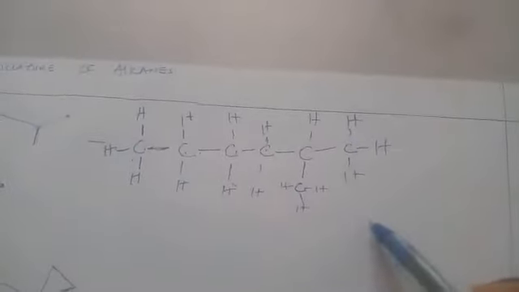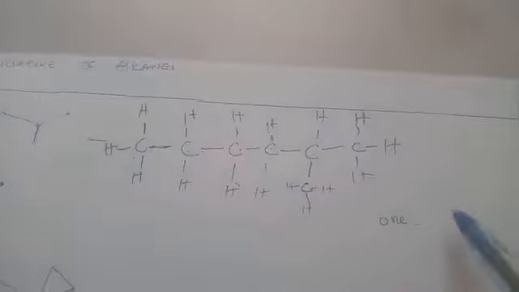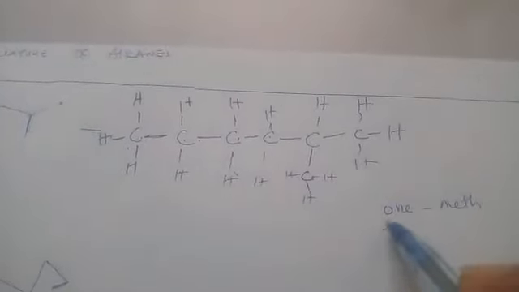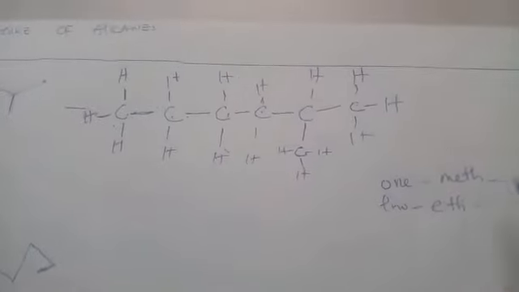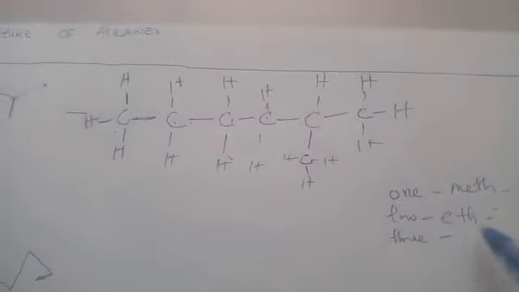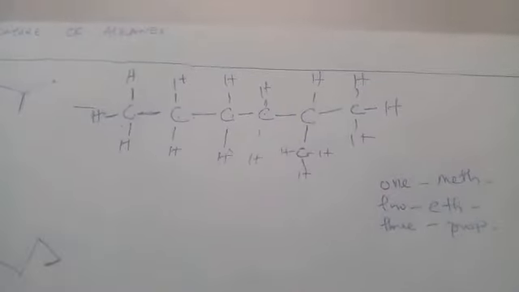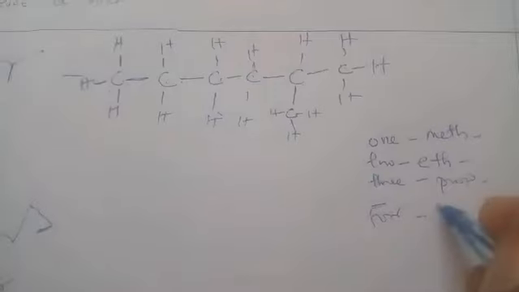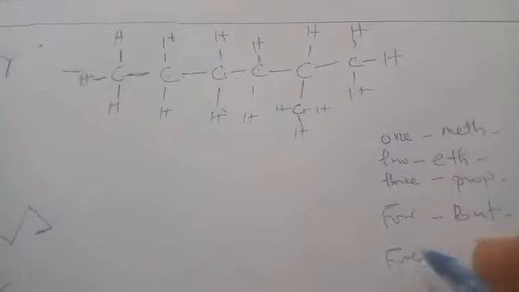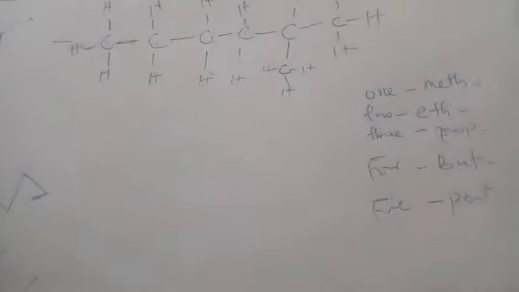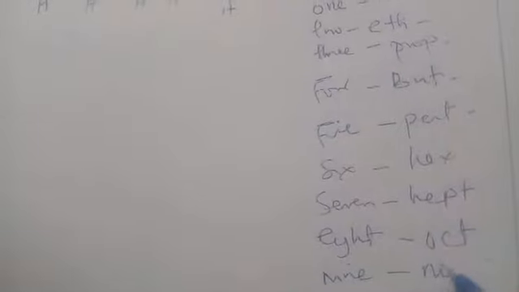Whenever the longest chain is 1 carbon, you call it meth. 2 carbons, you call it eth. 3 carbons, prop. 4 carbons, but. 5 carbons, pent. 6 carbons, hex. 7 carbons, hept. 8 carbons, oct. 9 carbons, non. 10 carbons, dec.